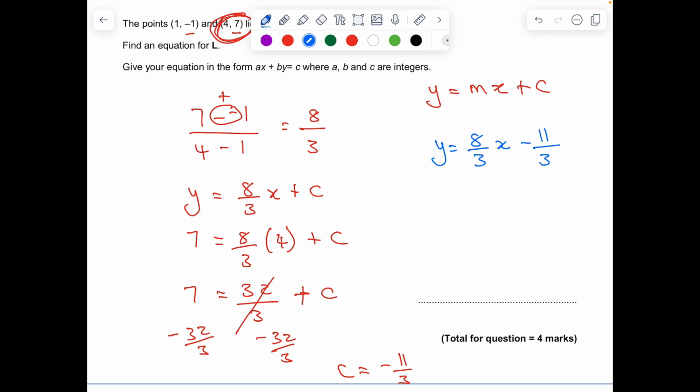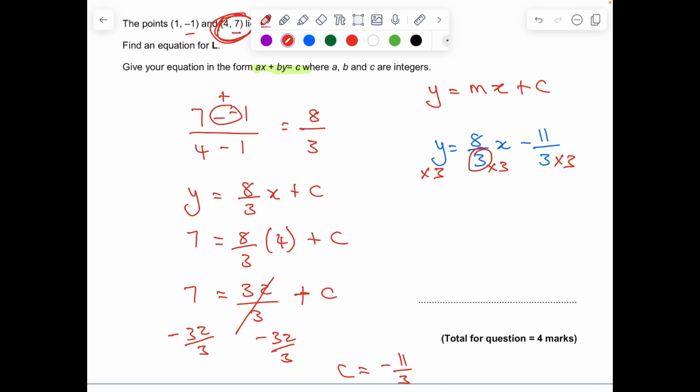To get the 4th and final mark, I'm going to make it look like what they want me to do. So they want me to make it look like this. So I'm going to multiply everything by 3, because this fraction, I don't want it.